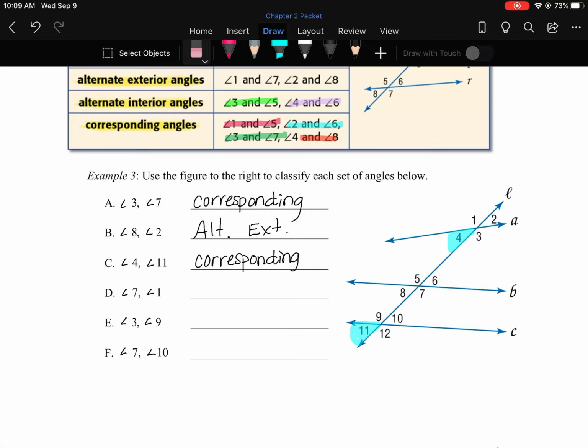All right, 7 and 1. I'm going to leave all the lines up now. So 7 and 1, they're opposite sides of line L, which is the transversal. So they're alternate, but are they interior or exterior? So if I'm just looking at lines A and B, they're outside, so they're alternate exterior again.